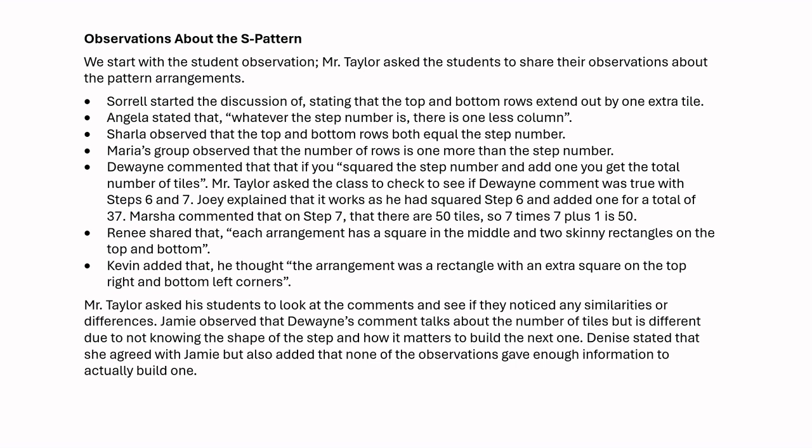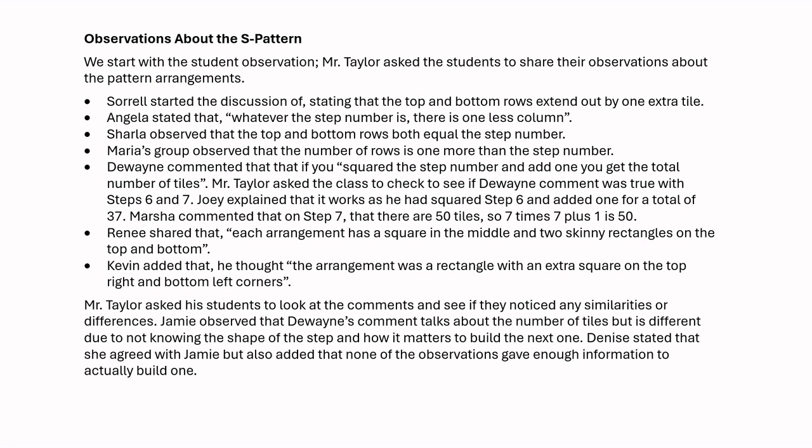Angela stated that whatever the step number is, there is one less column. Charlotte observed that the top and bottom rows both equal the step number. Maria's group observed that the number of rows is one more than the step number. Dwayne commented that if you square the step number and add 1, you get the total number of tiles.